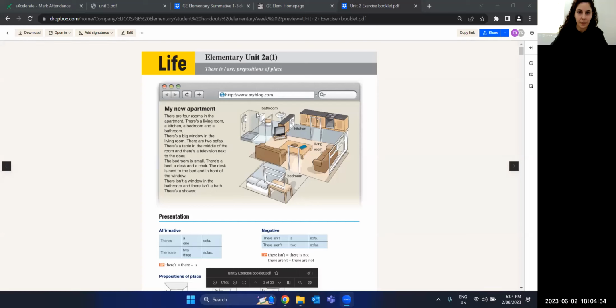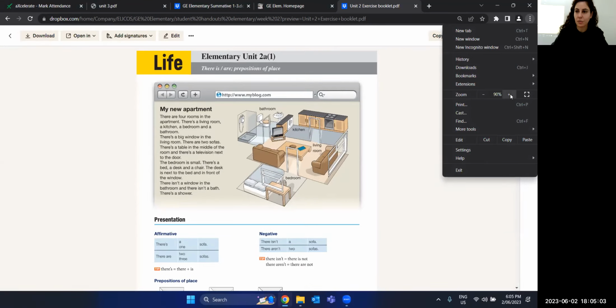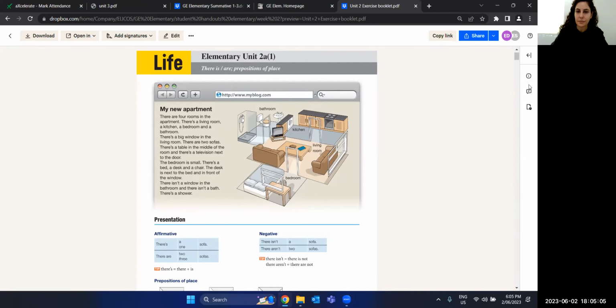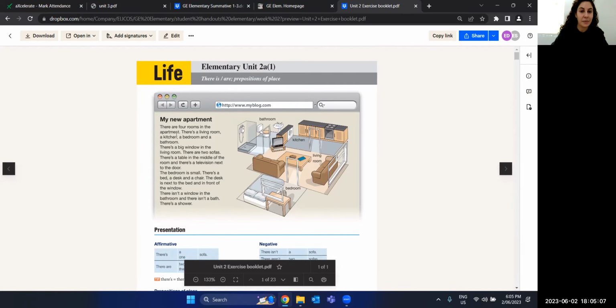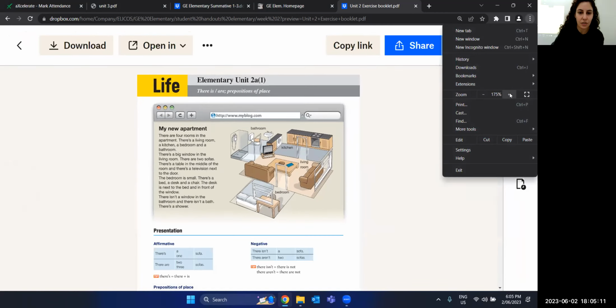Okay, so let's do the extra exercises and worksheets that we have for this unit. We are here. And Alan, I think you should have a copy. I sent you a copy. Okay, extra materials. So we have my new apartment. Let's read it. My new apartment.